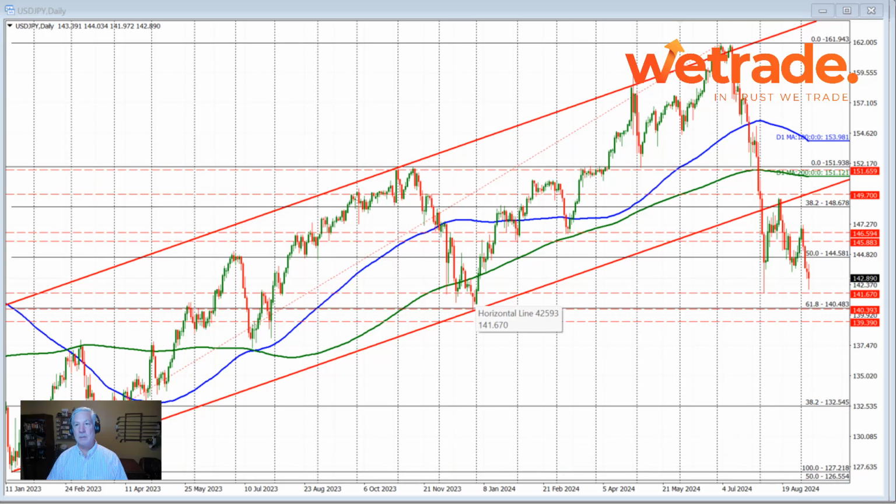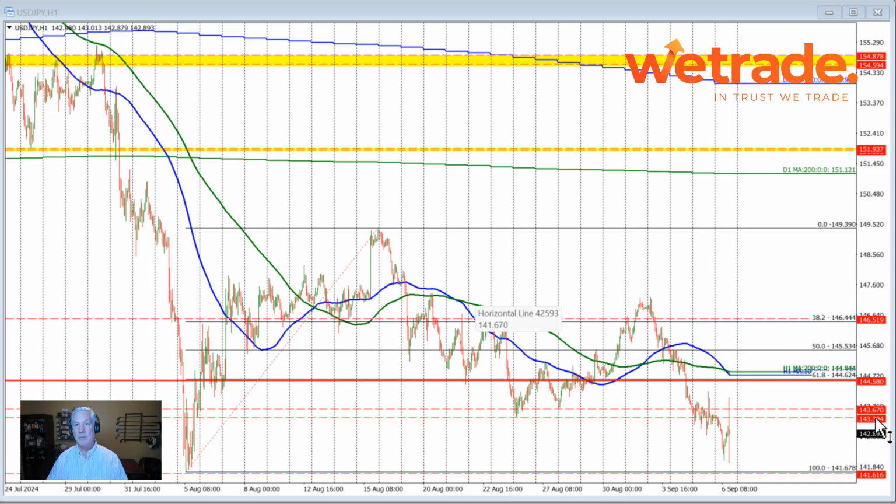Also, we have the 61.8% retracement at 140.48 as a target on the downside for the dollar versus yen. So ultimately, however, I'm watching this swing area between 143.39 and 143.67 as a barometer. Stay below, it's more bearish.